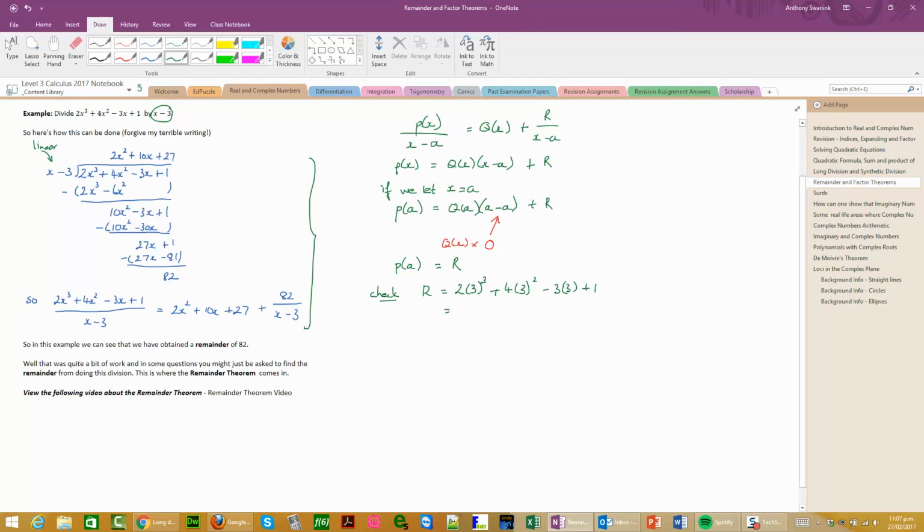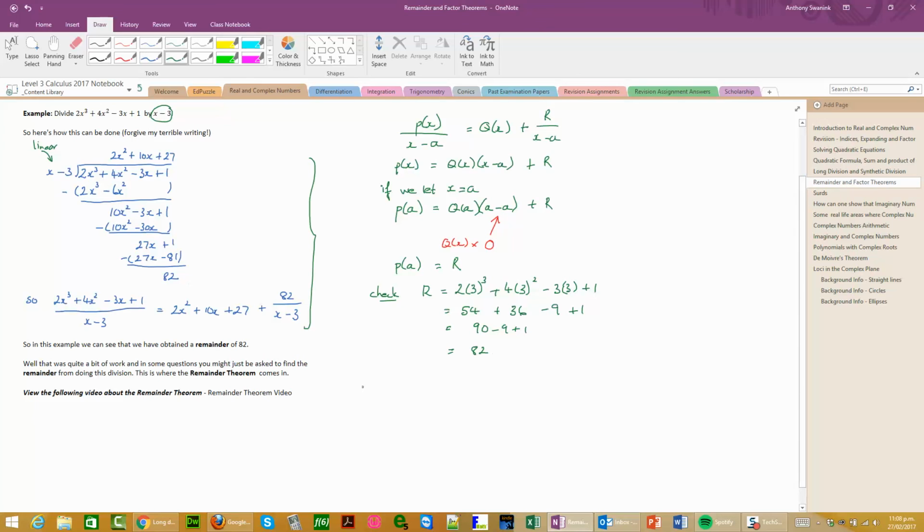3 to the power of 3 is 27. 2 times 27 is 54. 3 squared is 9, 4 9s are 36. 3 3s are 9, so minus 9 there, plus 1. That's going to be 80 plus 10, that's 90, take away 9 plus 1. 90 take away 9 is 81, plus 1 is 82. And that definitely matches the remainder that we got through all this work.